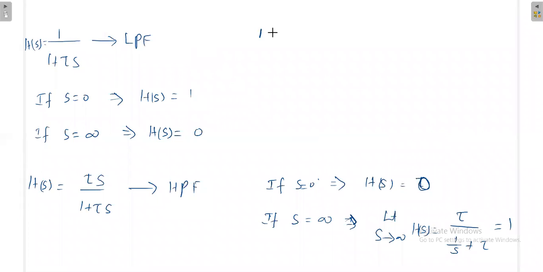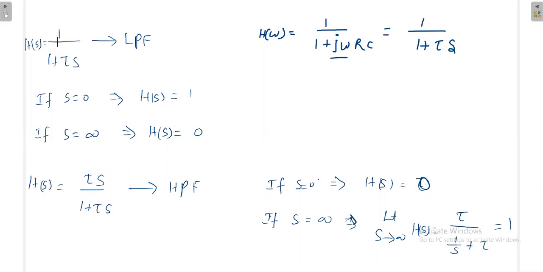We took some RC circuit. What we got for H of omega is 1 by 1 plus j omega RC. Again, j omega can be written as s, and RC can be written as tau. That means 1 plus tau s, where tau is the time constant of the circuit, and s represents the frequency, that is j omega.